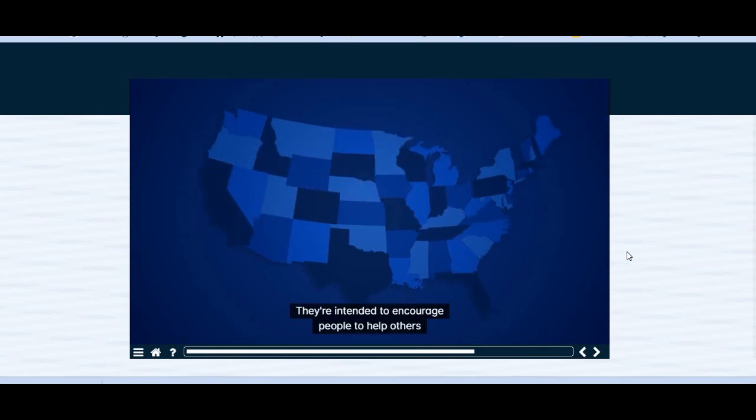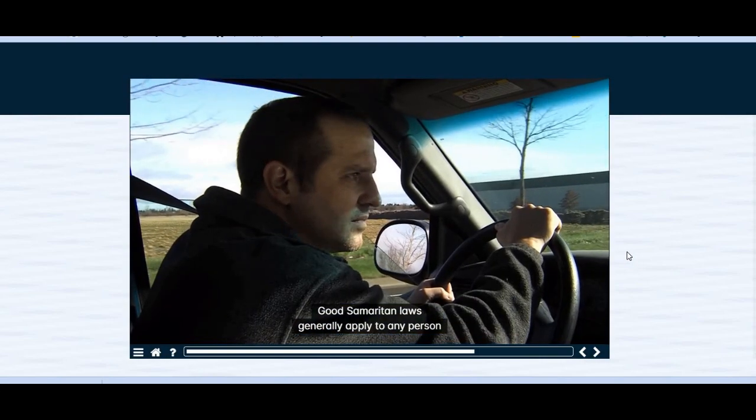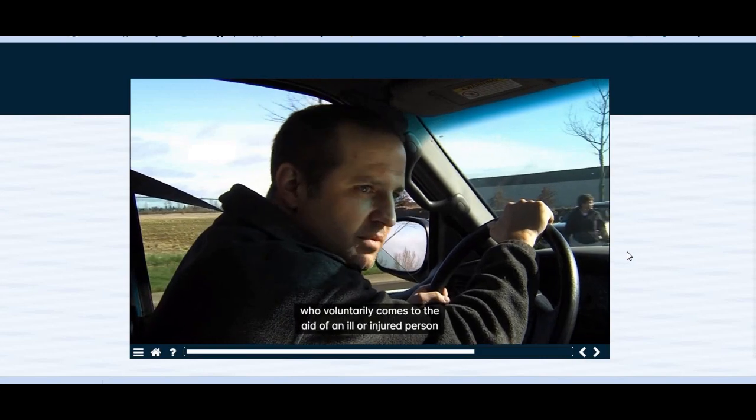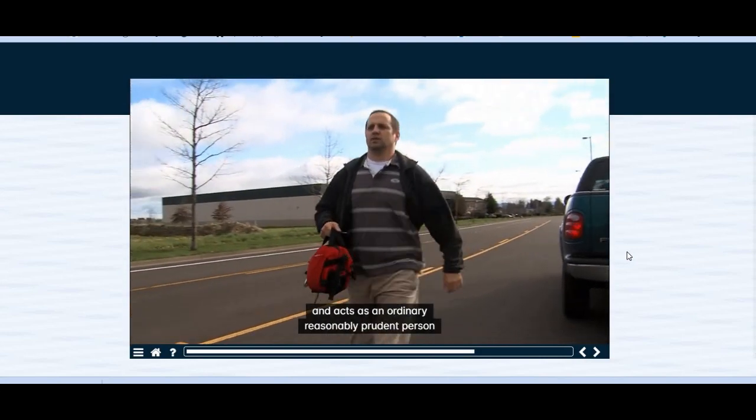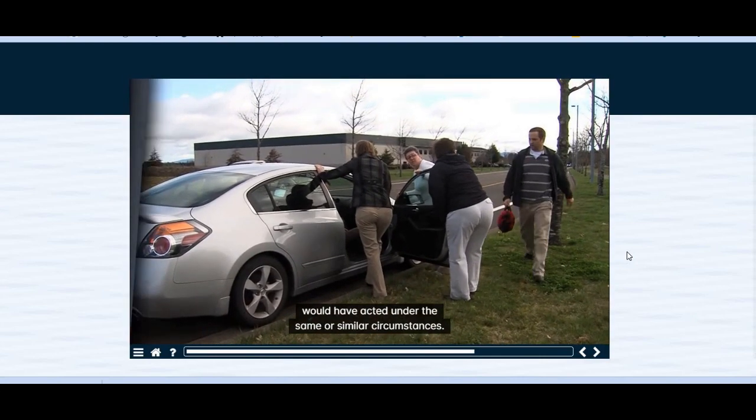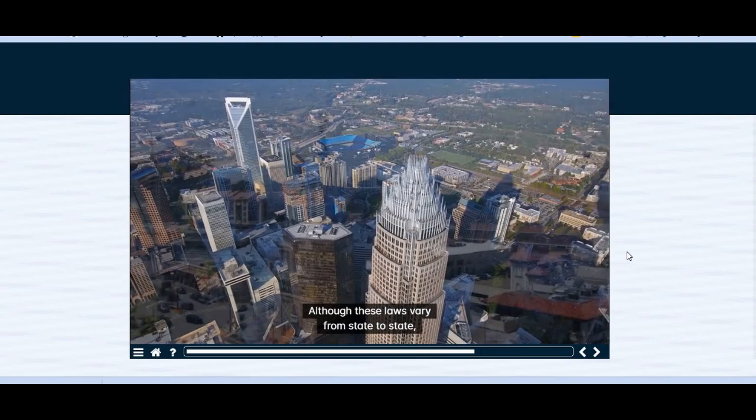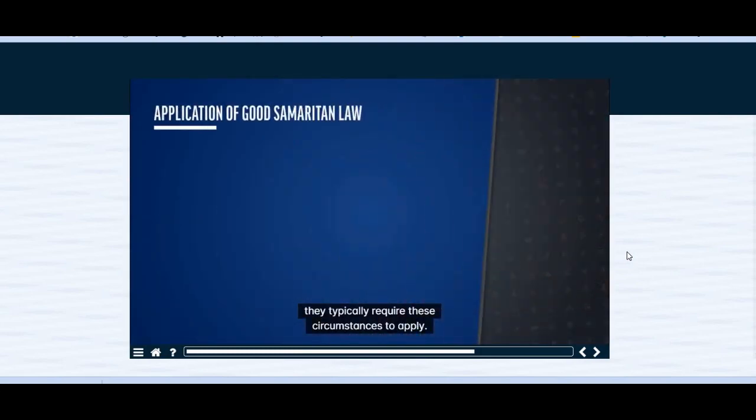They are intended to encourage people to help others in an emergency without having to worry about being sued. Good Samaritan laws generally apply to any person who voluntarily comes to the aid of an ill or injured person and acts as an ordinary, reasonably prudent person would have acted under the same or similar circumstances. Although these laws vary from state to state, they typically require these circumstances to apply.